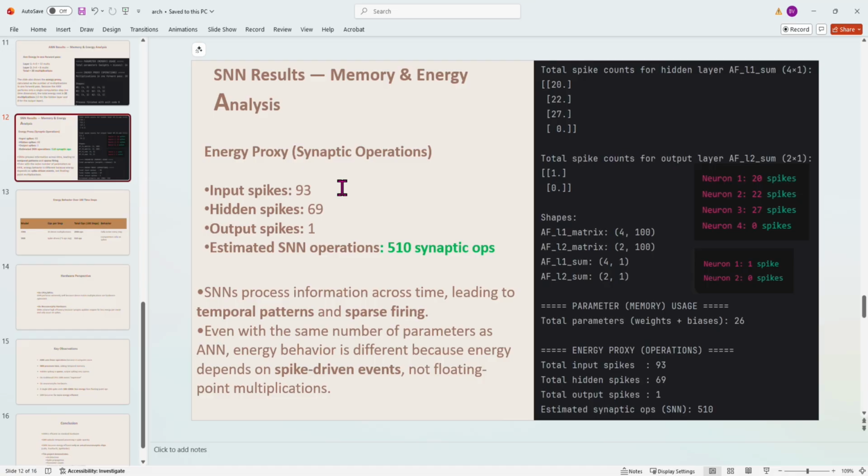This really shows the key principle of neuromorphic computing. SNNs don't compute all the time, they only compute when necessary. This leads to sparse activation and event-driven computations. So overall, the ANN used a fixed 20 multiplications, but the SNN used 510 spike-based synaptic operations, which was spread across 100 time steps. The numbers highlight that energy patterns are completely different, and ANNs are dense and constant, while SNNs are sparse and time dependent.